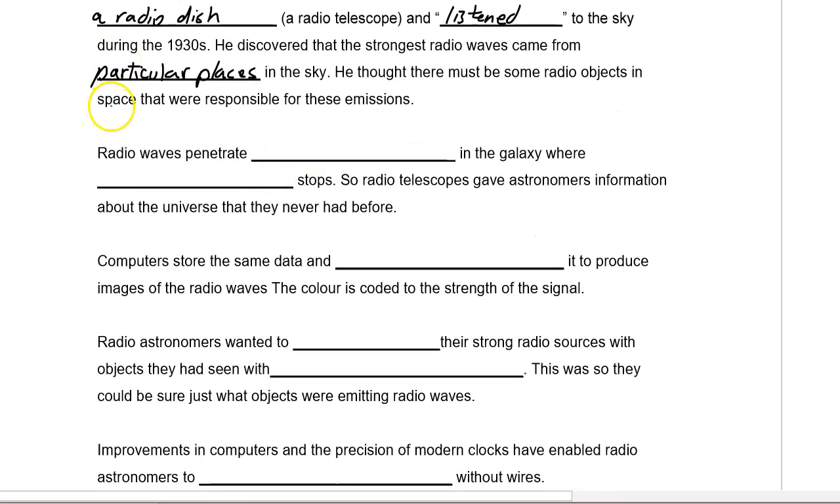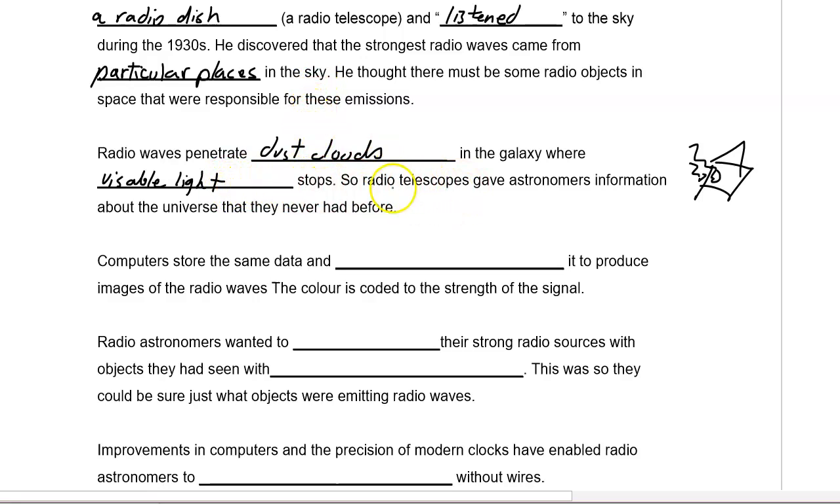Now, radio dishes can actually penetrate dust clouds in the galaxy where visible light stops. Just the same way that you can hear a radio through your house, even though light cannot enter in through the walls, the radio signals can, the light can't. Same type of idea here. The radio waves can actually penetrate these dust clouds, things that we can't actually see.